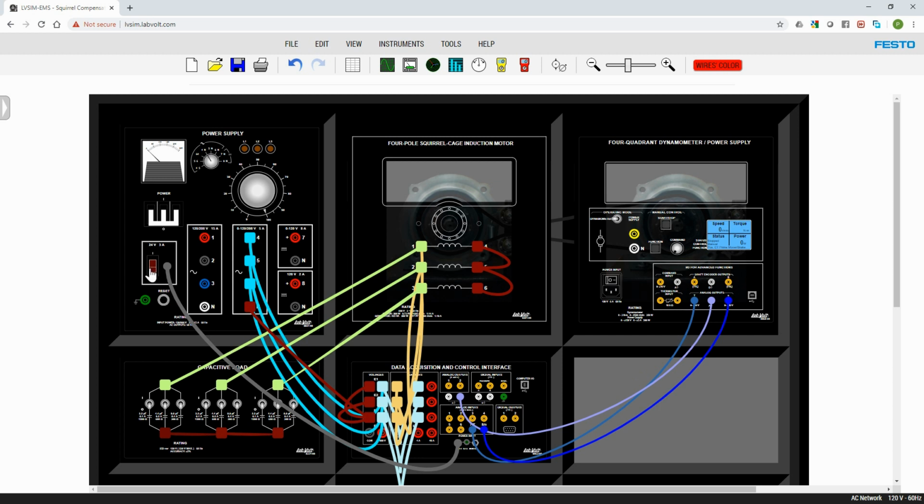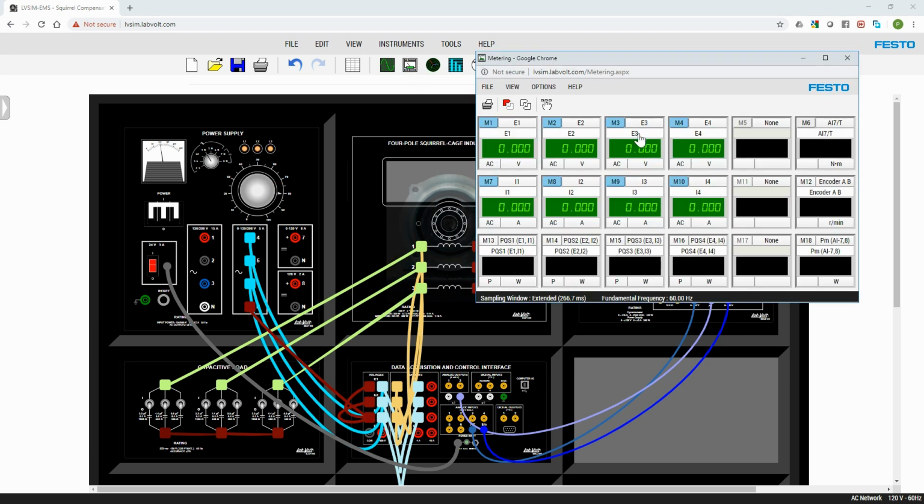To see the actual data, I need to start my data acquisition, and I will need to start my main power supply. My voltage is already at 100% here, but I can change it, let's say for example, to 80%. So let's take a look at the meters. I have my 4 voltmeters here, E1 through E4. I1 through I4 are right here.